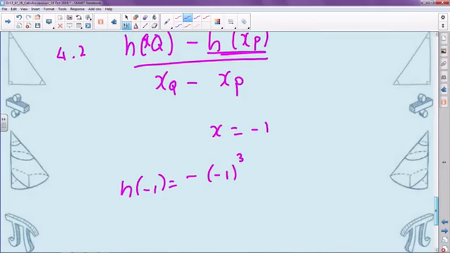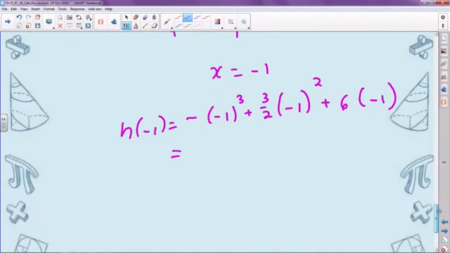-1 cubed plus 3 over 2 times -1 squared plus 6 times -1. Plug all of that into your calculator. I know that all of you know how to do that by now. When you do that, you will come out with a value of -3.5. So the coordinates of the point P are -1 and -3.5.